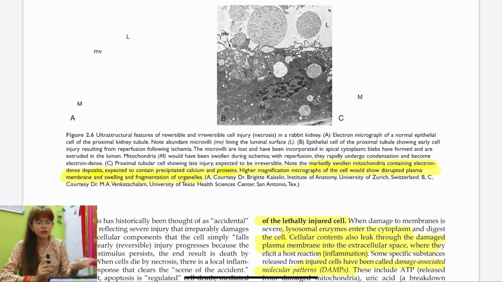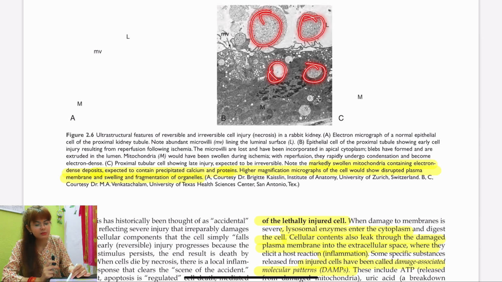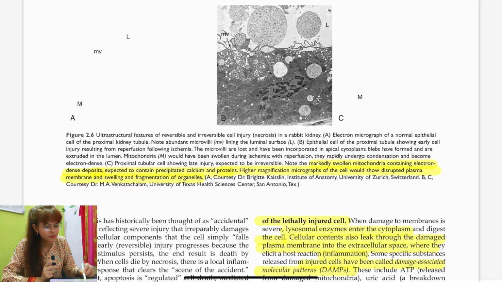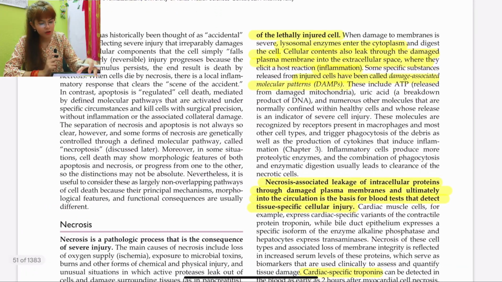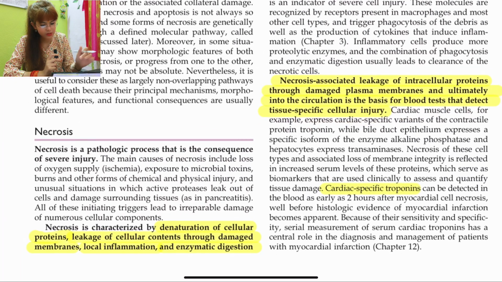If you just listen to this video, it will get imprinted in your mind and you don't have to read this again. So this is a markedly swollen mitochondria containing electron dense deposits expected to contain precipitated calcium and proteins. Okay, so when you see this image, it will be swollen mitochondria containing electron dense deposits. Okay, now necrosis. So what happens in necrosis?